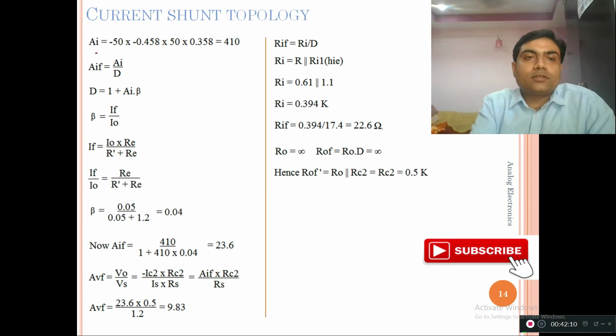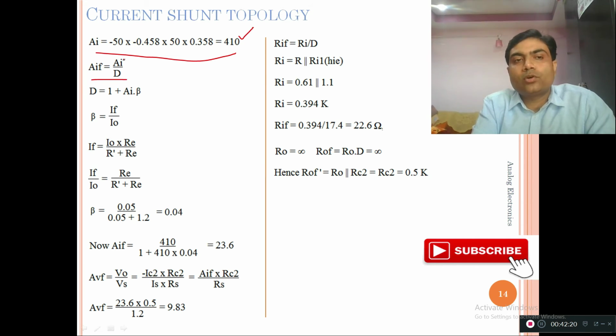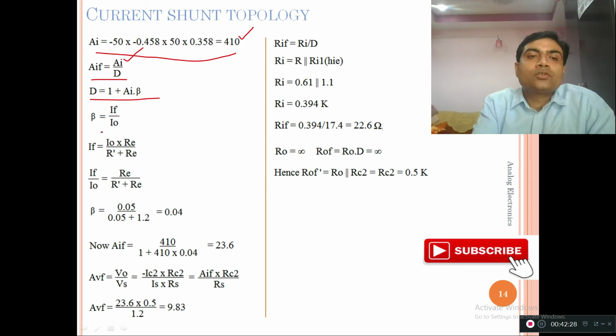So we can just calculate the values by multiplying, because there are different stages. We are getting the value of the Ai, and we know that Aif is nothing but Ai upon D. We have already calculated the value of Ai. Now we are interested to calculate the value of D, and since it is the current shunt topology, D is nothing but 1 plus Ai beta. So we are interested to calculate the value of the beta now.